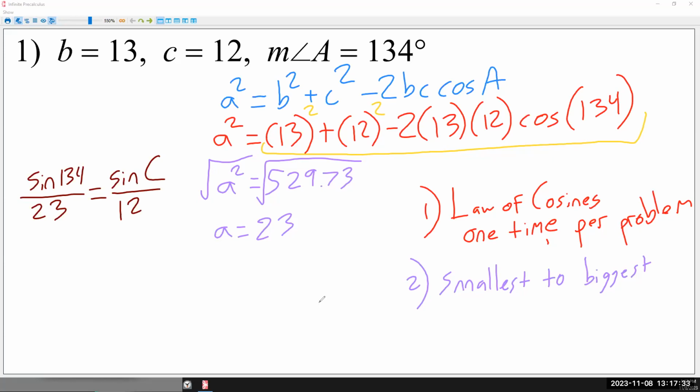So we got some questions on our daily quiz on how we did this. So this is a good refresher on what you're supposed to have done today. Multiply by the 12, or cross multiply really. So I'm going to have 12 sine of 134 is going to equal 23 sine C.